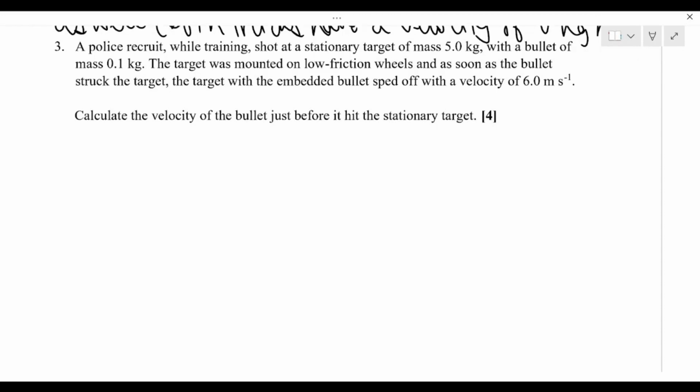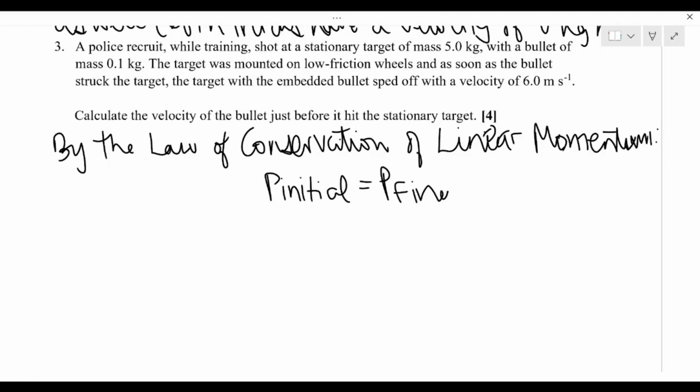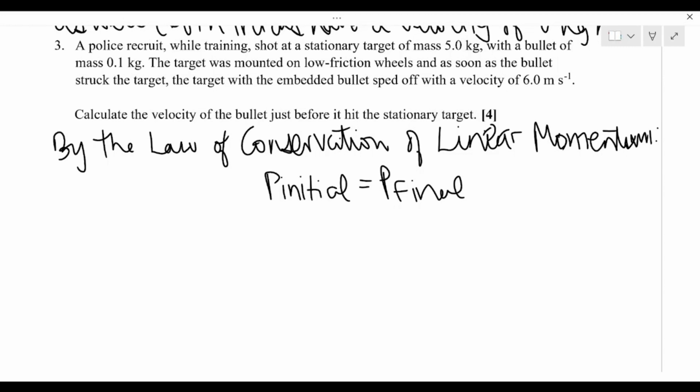By the law of conservation of linear momentum, the initial momentum is going to be equal to the final momentum. We have the bullet and we have the target. We're told that the target has a mass of 5 kilograms and is stationary, and that the bullet is fired at a velocity we need to calculate.